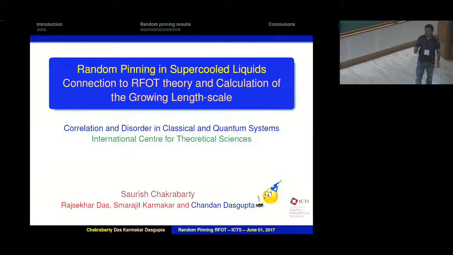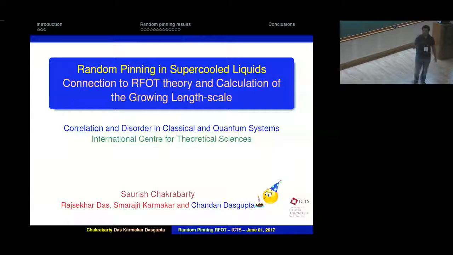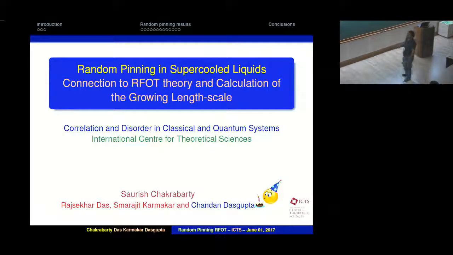So I'll talk about some topics which are very similar to the previous talk. It's about random pinning in supercooled liquids, and I'll talk about its connection to random first order transition theory and the growing length scale.